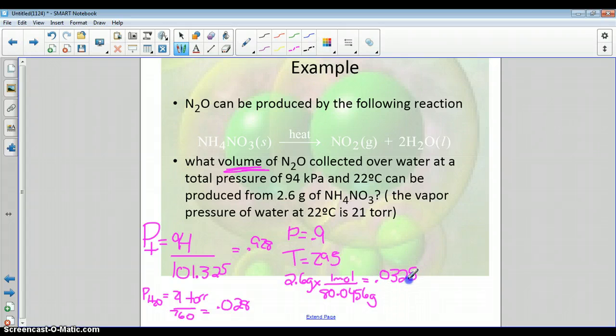All right, now we have everything we need to plug this big bad boy into the PV equals nRT equation. So you're going to plug in your P, you don't know V, your n, your R, which is 0.08206, and your T, which is 295. And once you do a little math, I'm going to spare you, you find that the volume is 0.87 liters. Okay? All right, and that's it. That's about all you probably ever wanted to know about Dalton's law.